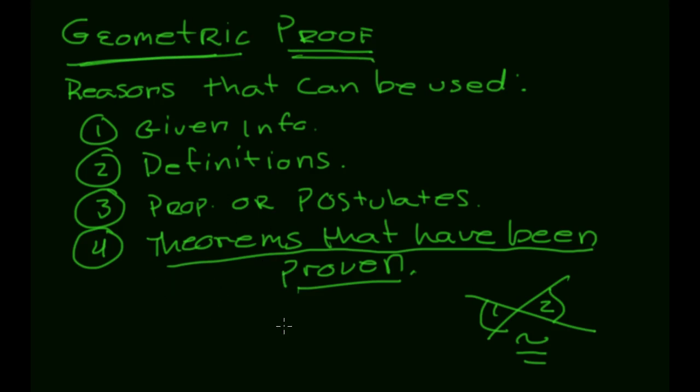Okay, so what I'm going to do is I'm going to prove a couple of theorems. One using a traditional two-column proof, one using a flowchart proof, and one using a paragraph proof. And hopefully this will give you an idea of how to go forward. The first theorem we're going to prove is called the midpoint theorem.